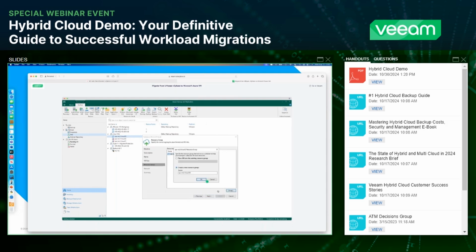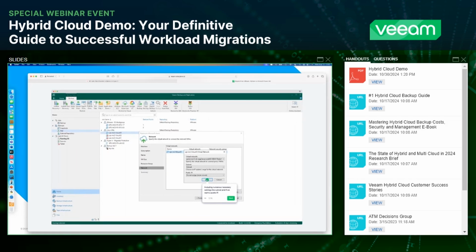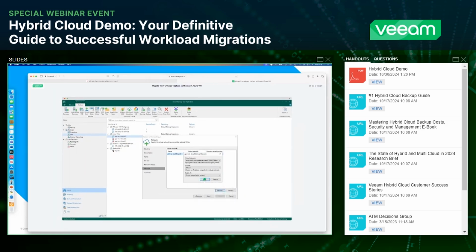Next, we'll define our resource group. I can choose to place the new virtual machine into an existing resource group or create a new one. If I'm going to create a new one, I give it a name. Specify the virtual network settings that we're going to connect our Azure VM to. Apparently, I've zoomed in there. Network security group. A little summary of the information.